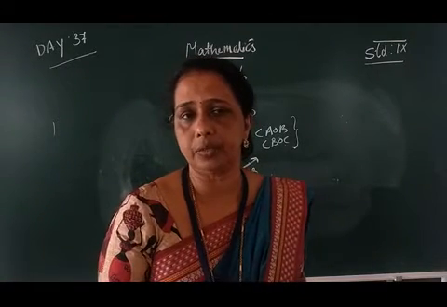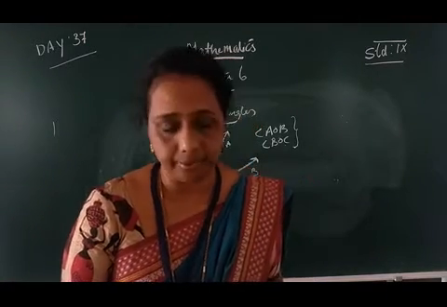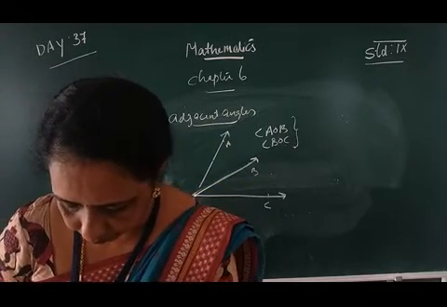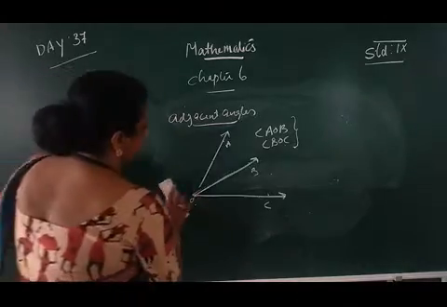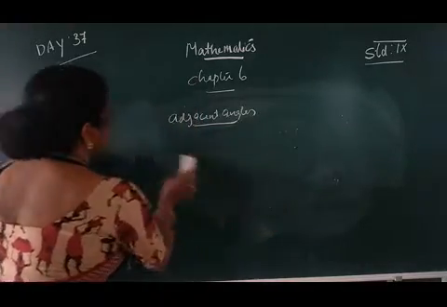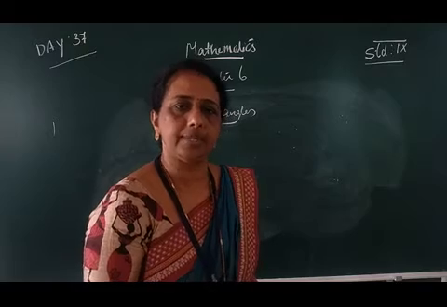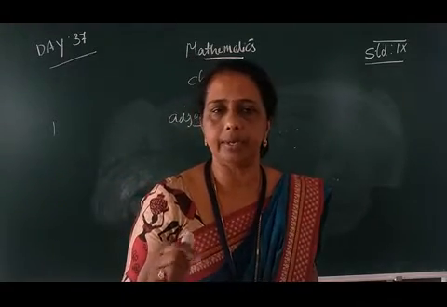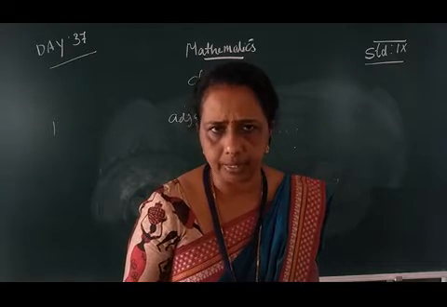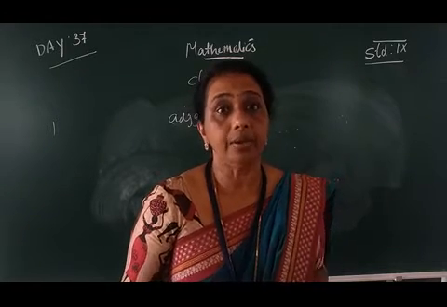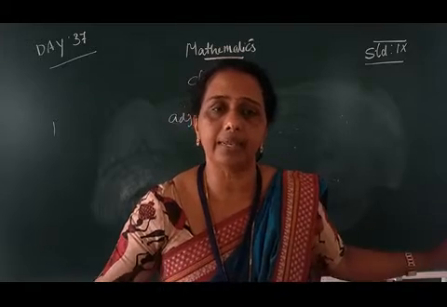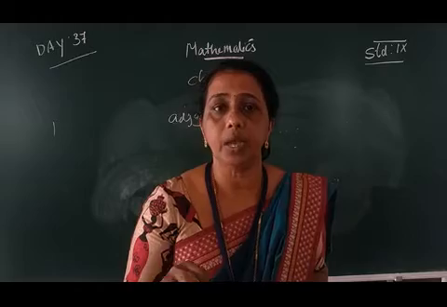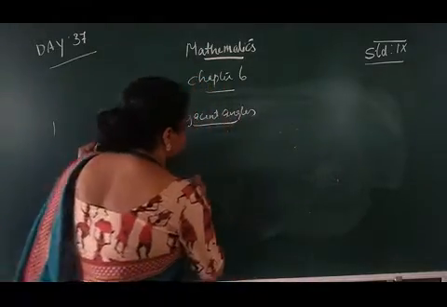One more angle you studied, that is what? Linear pair. A linear pair is also adjacent angles. In a linear pair, the two angles are adjacent angles having a common vertex and a common arm, and the non-common arms form a straight line. In a linear pair, the sum of the two angles is always 180 degrees.